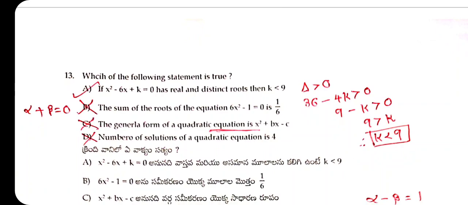What are they asking? Which of the following statements is true? 4 options are given, they are asking which of the following is true. The first option is the only true one, so we need not do the remaining 3 sums. So that is the answer you have to give, but I am explaining. The sum of the roots of the equation is minus b by a, so b is not 0, but they have given 1 by 6, that is false. The general form of a quadratic equation, they are saying equation means equal to 0 must be there. There is no equal to 0, it is a polynomial, so it is also false. The number of solutions of a quadratic equation is 4, wrong. Quadratic means 2, so 2 solutions maximum, so that is also wrong.